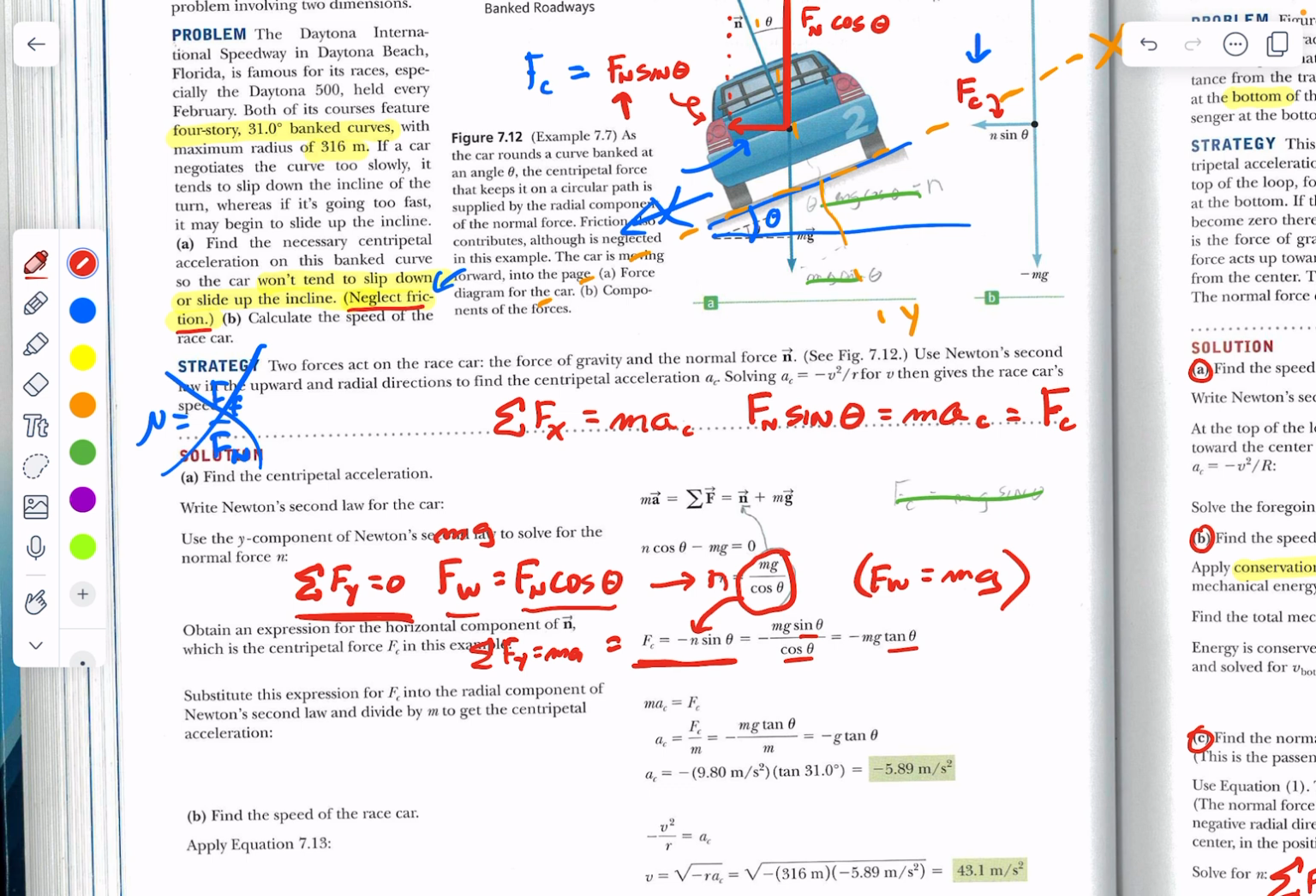And so my centripetal force equals the weight times tangent theta as the absolute value. And the negative sign, of course, means it's acting towards the center. It doesn't mean like equal and opposite.